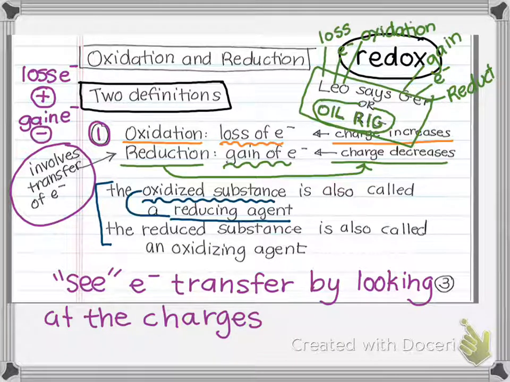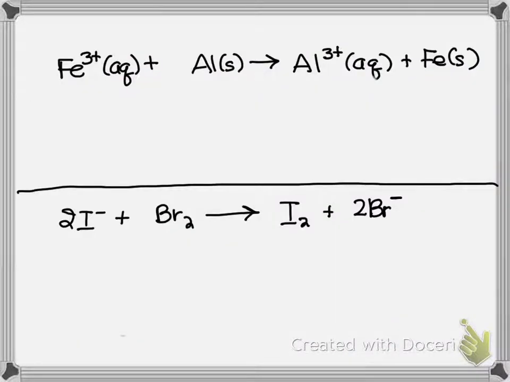Now the substance that is reduced also is called the oxidizing agent. So the substance that is reduced is the oxidizing agent. Now let's try a problem and see if we can apply some of these definitions. So here's an example of an equation that would be an oxidation-reduction reaction.